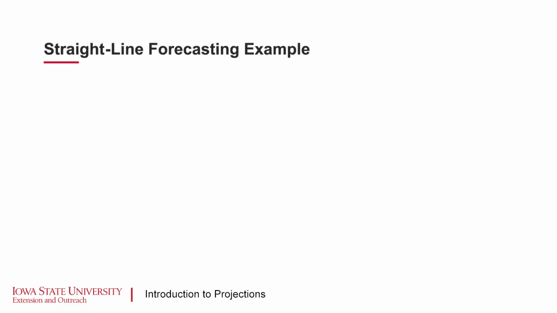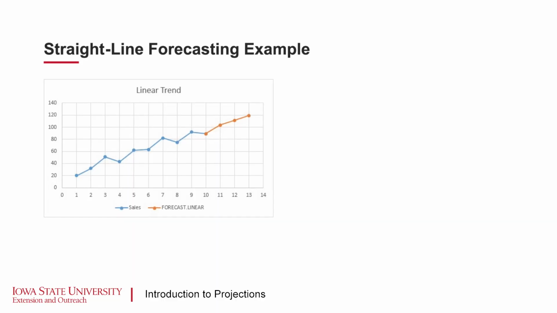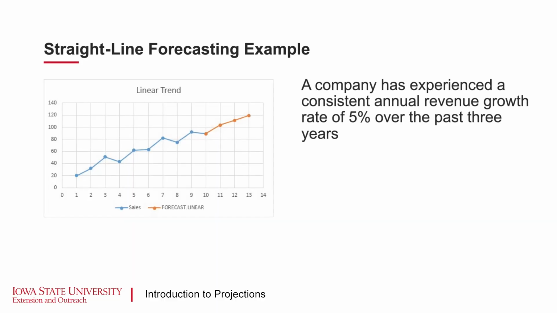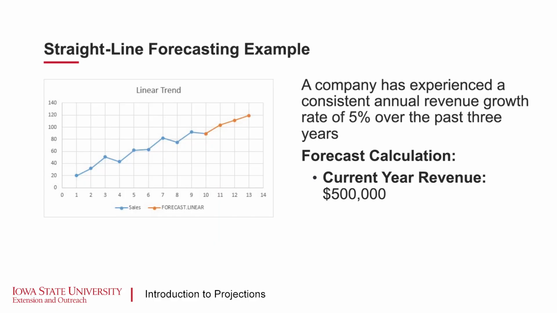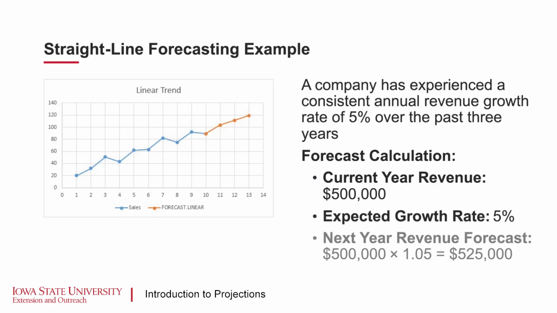Here's a simple example of straight line forecasting in action. Let's say a company has been growing steadily at 5% each year. If their current revenue is $500,000, and we expect that same 5% growth to continue, then we can forecast next year's revenue by multiplying 500,000 times 1.05 equals $525,000. This method works well when a business has consistent historical data and predictable growth patterns, as shown in the linear trend on the left.